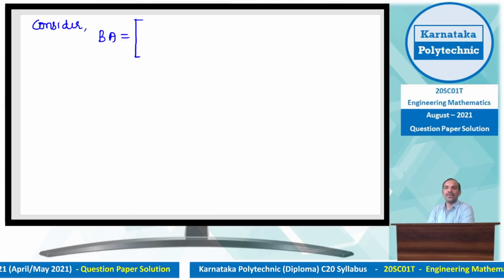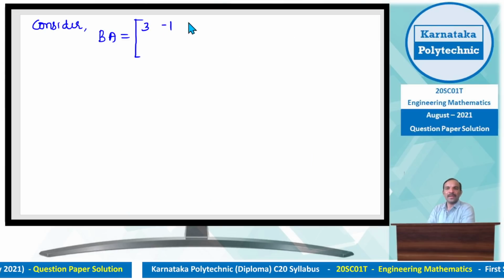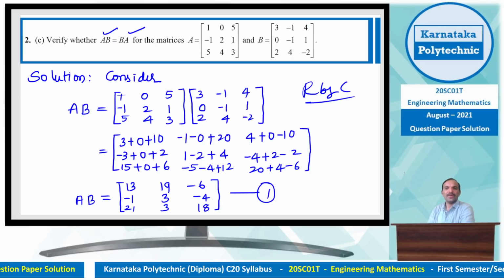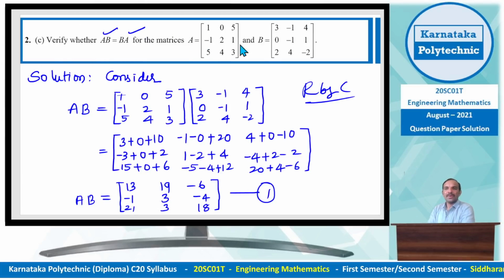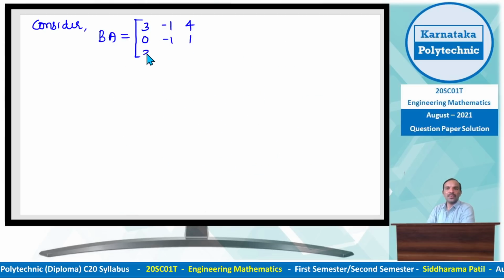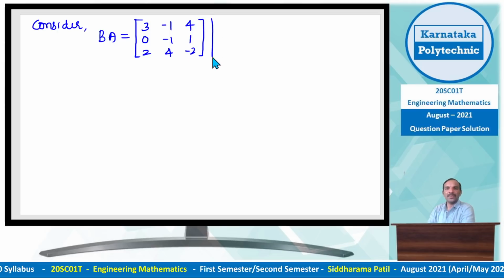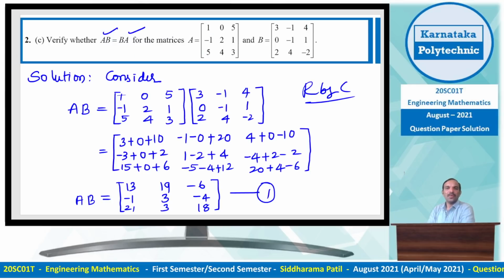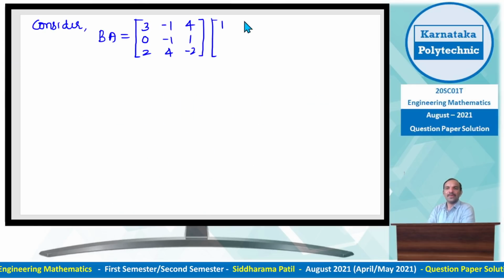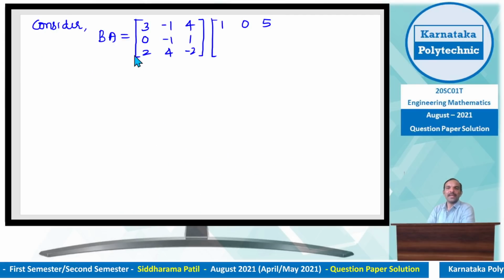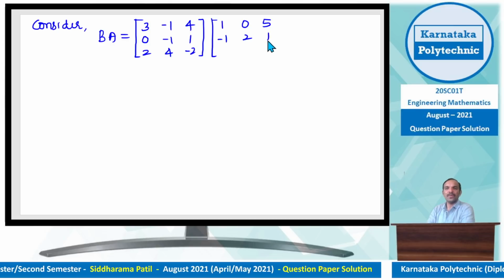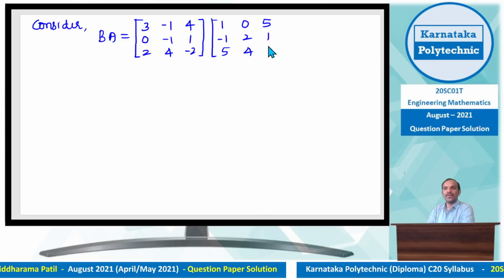Matrix B is, first row 3 minus 1 4. Second row is 0 minus 1 1. Third row is 2 4 minus 2. Into A. Matrix A is, first row 1 0 5. Second row is minus 1 2 1. Third row is 5 4 3.